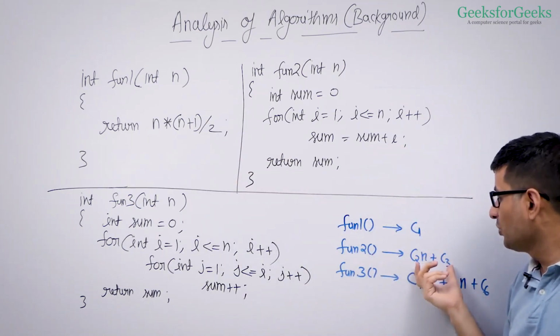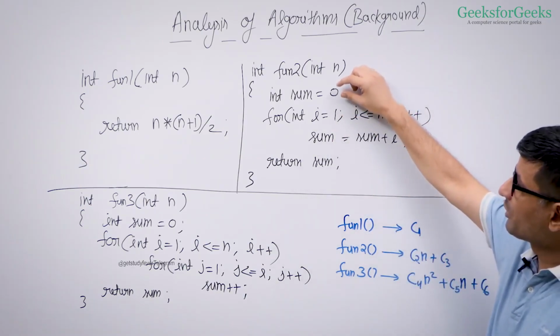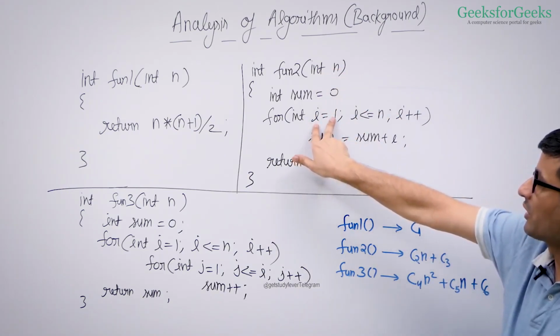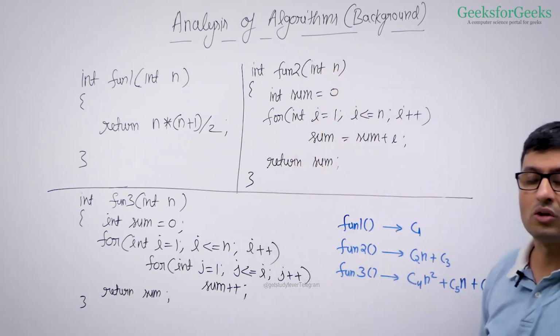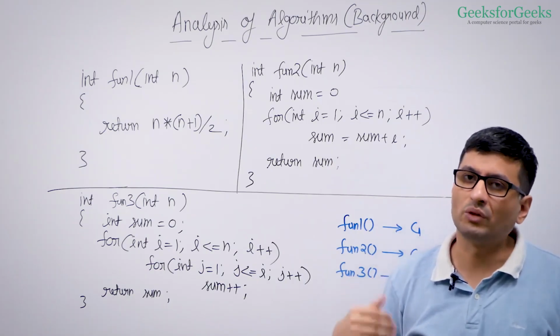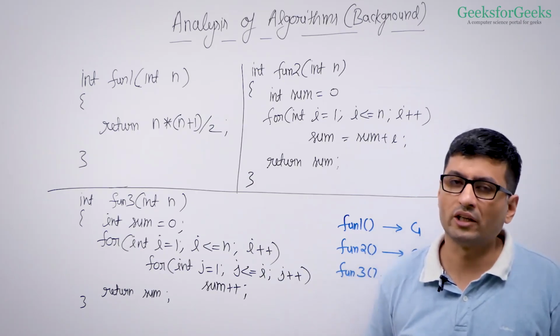Why do we get C2n plus C3? In fun2, we do some constant work, right? This is constant work. This initialization of I is constant work. Constant means this work is always going to happen exactly once, whether you pass n equal to 10,000 or 1,000 or 10 lakh, right?